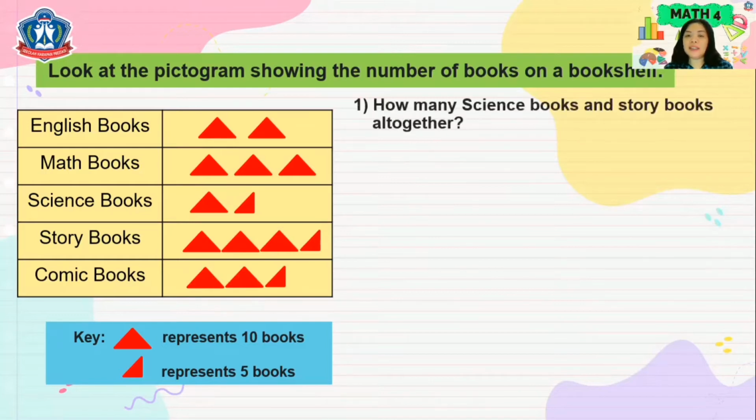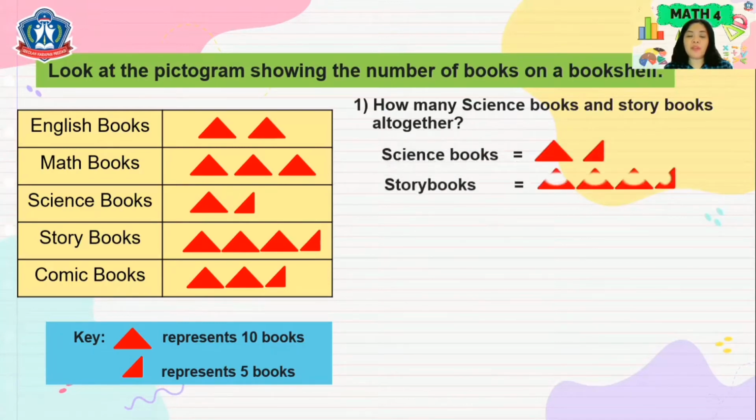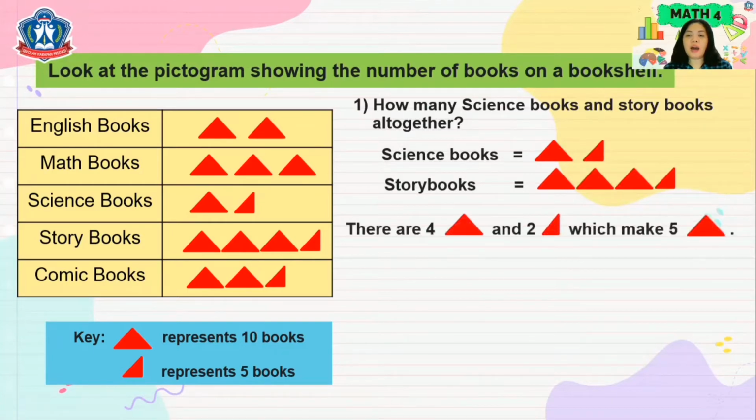Okay, let's answer this question. How many science books and story books altogether? So how many science books? For science books, we have a whole and a half triangle. For story books, we have 3 triangles and a half triangle. So there are 4 whole triangles and 2 half triangles.